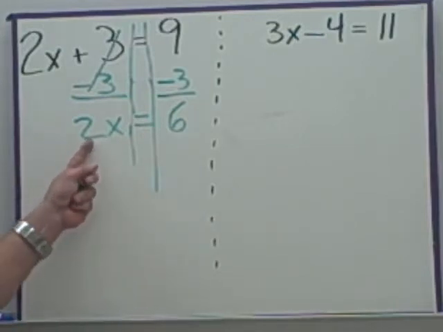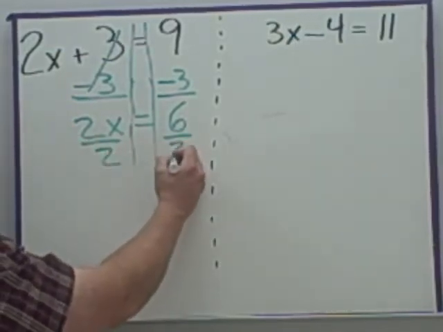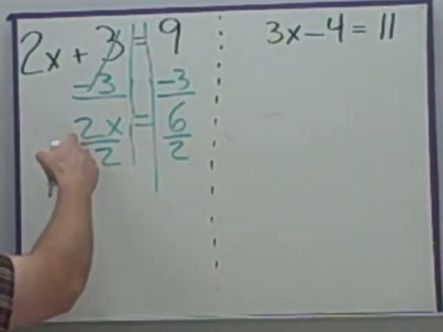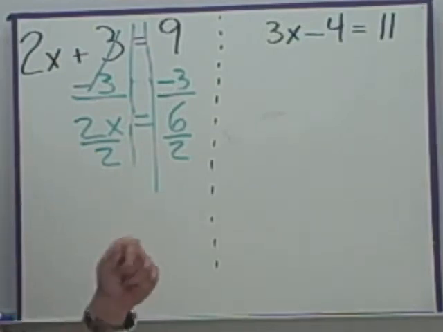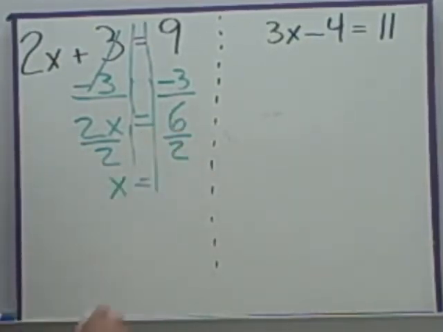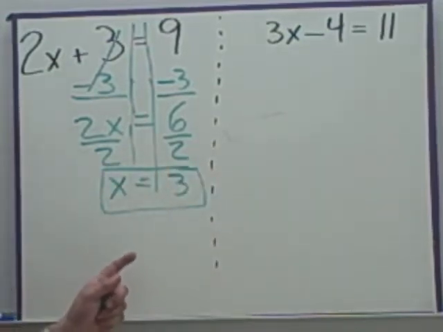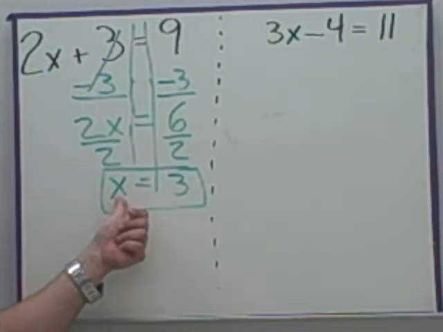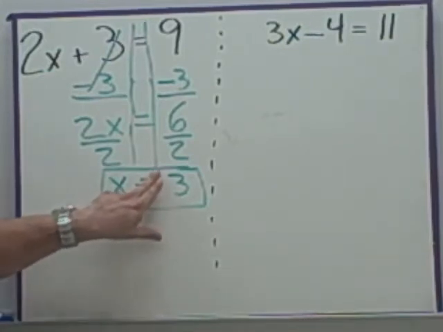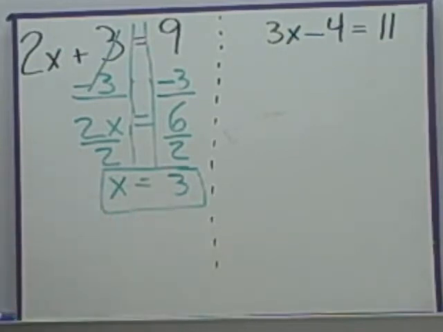And now I've got 2 times x. The opposite of times is divide. So I'm going to divide both sides by 2. When I do that, 2 over 2 is 1. 1 times x is just plain old x. 6 divided by 2 is 3. I know I've got my answer because the x is all alone on one side of the equal sign. There's a number on the other side. It's been simplified completely. There is my solution.